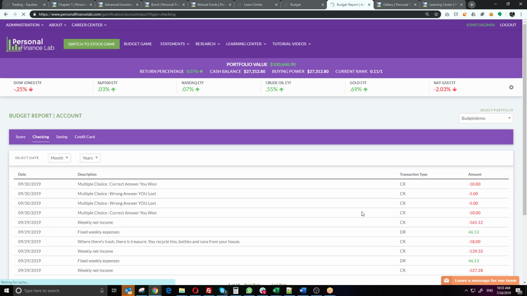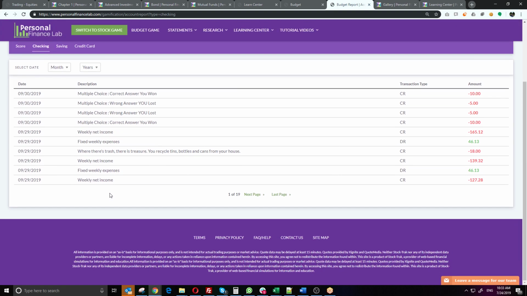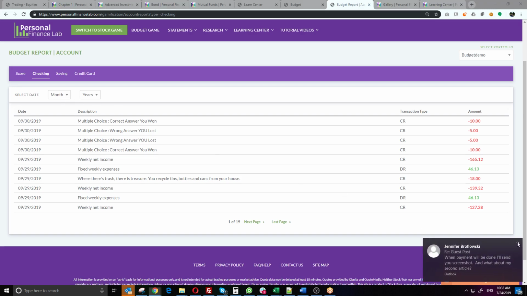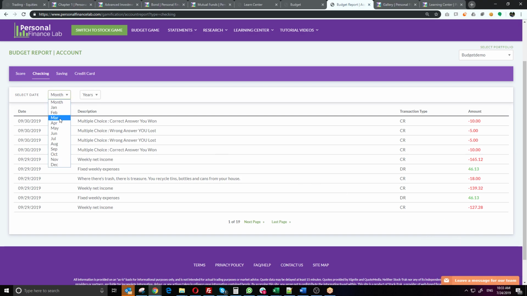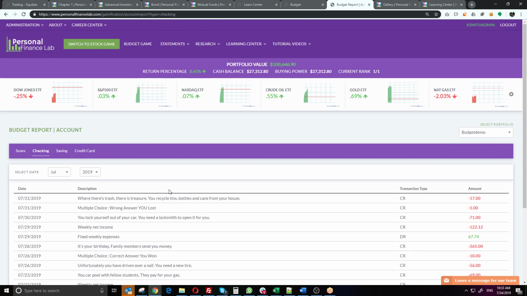So this page is getting updated now. By the end of August, it's actually going to look a lot more like a regular bank statement, so it's going to be a little bit more realistic in that sense. But yeah, the filters work pretty well, so they can see, for example, just my July transactions here, 2019. So that's the long and short of the budgeting game.